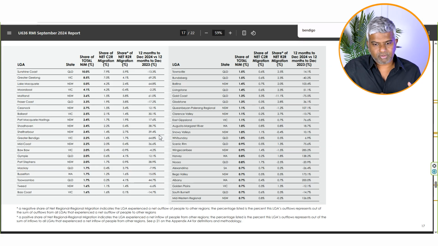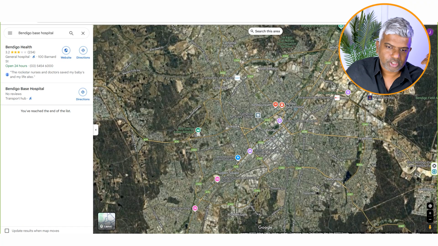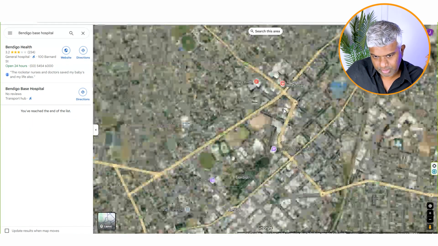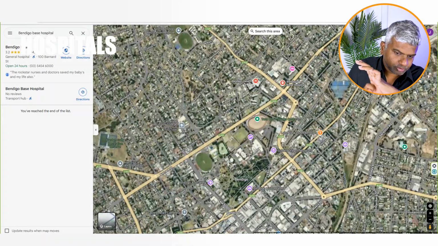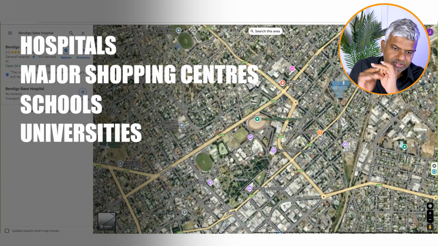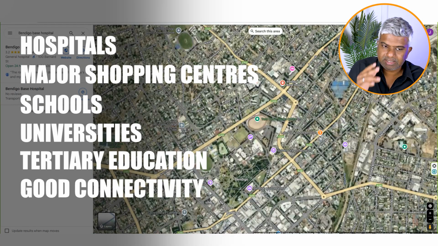So we know it's diversified. We know it's got a low unemployment rate and we know that people are actually moving there. So that's a very positive indicator. And the last thing that I would check is to look for amenities in the region. Is it a good place to live in? So I would look for, number one, the hospitals. I would look for major shopping centers, schools, universities, tertiary education, and then good connectivity.